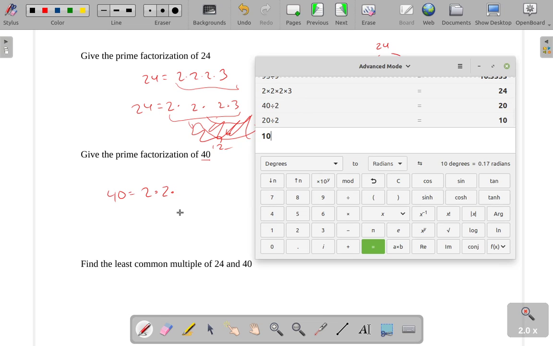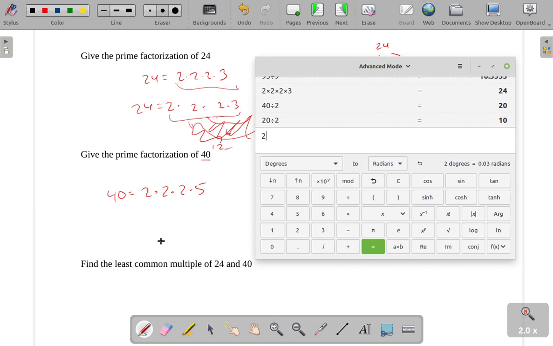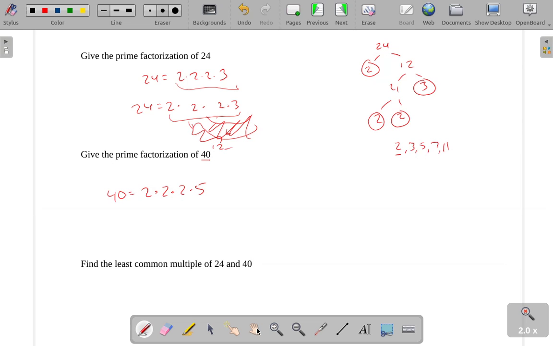I have a 10. Now I happen to recognize 10 as 2 times 5, or you could do it a third time and do it that way. But for 40, we get 2 times 2 times 2 times 5. And again, since we figured out that prime factorization, whenever you do several steps, it's a good idea to check your work, and you can see that does actually equal 40.